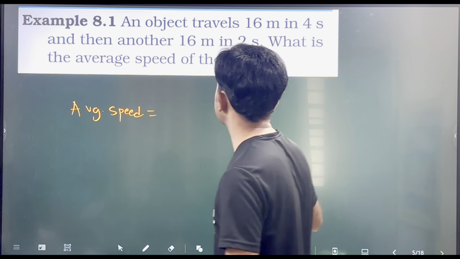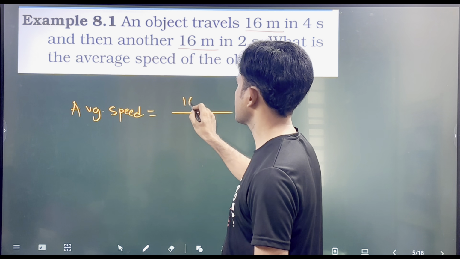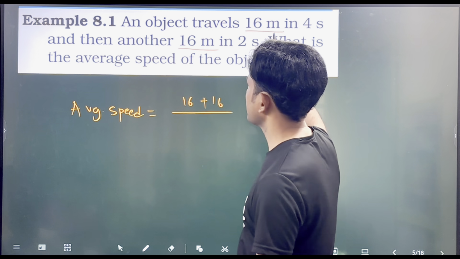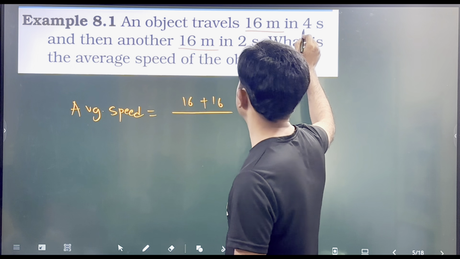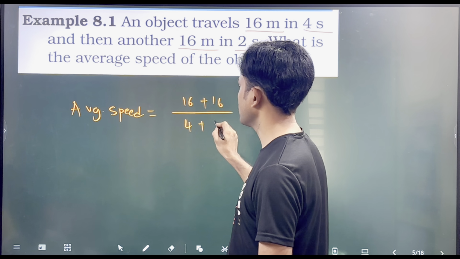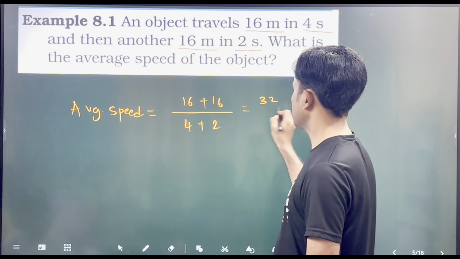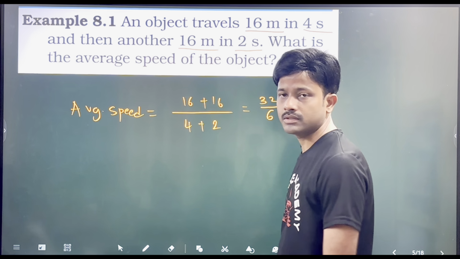So total distance traveled is how much here? 16 meter plus 16 meter. The first 16 meter is covered in 4 seconds, and the next 16 meter is covered in 2 seconds. The total time is 4 seconds plus 2 seconds. 16 plus 16 is 32, and 4 plus 2 is 6.